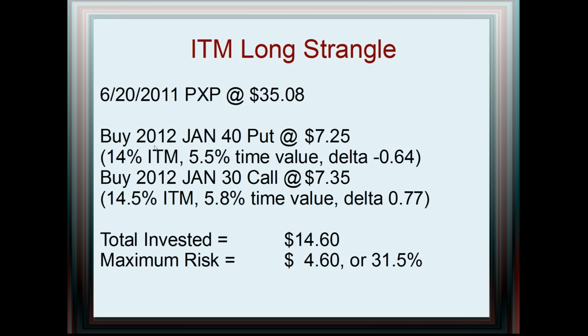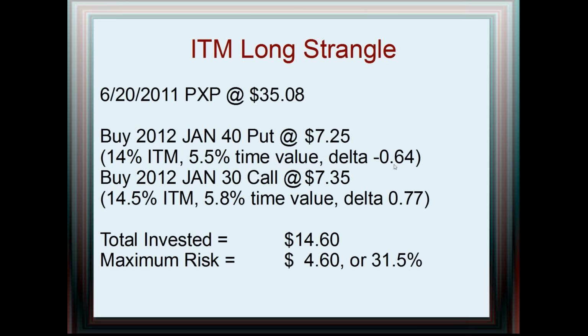We would have bought our January 40-strike put at 7.25. Now that put, when we open it against the married put, is 14% in the money. That risk we saw, the 2.33, that 5.5%, that's the time value. That's the only risk we take in a married put position. Delta is around negative 0.64.